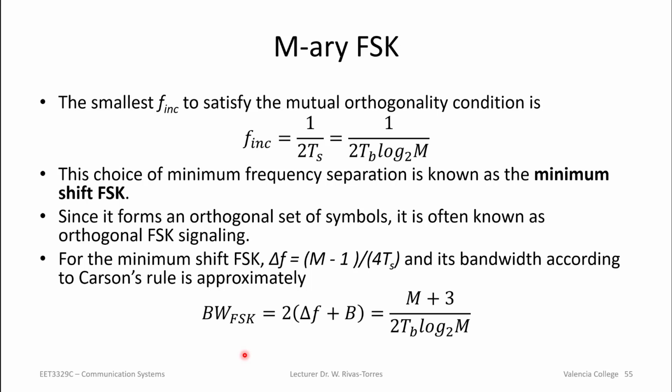Well, somebody already solved this for us, right? The orthogonality condition is you make the increment 1/2 times the symbol time, whatever the symbol time is, which is the same as 2 times the bit time times log 2 of M. Now you know what the relationship with TS and bit time is. TS is Tb times log 2 of M, right? So this choice of minimum frequency separation is what's known as minimum shift FSK, and you'll hear that term a lot, minimum shift FSK.